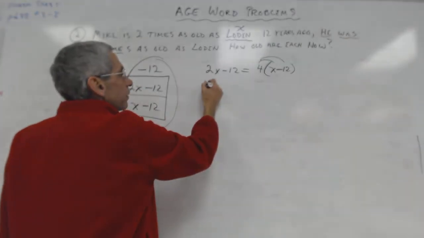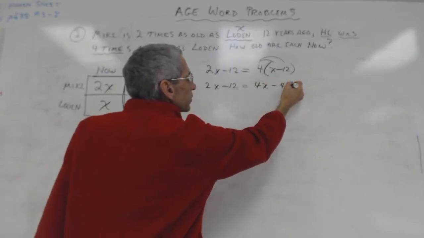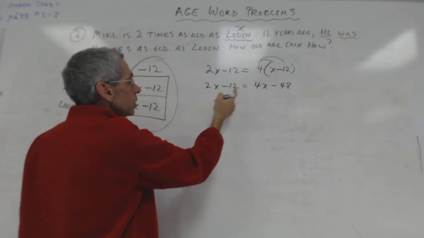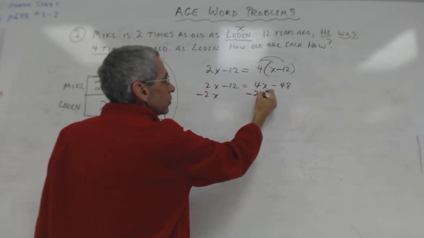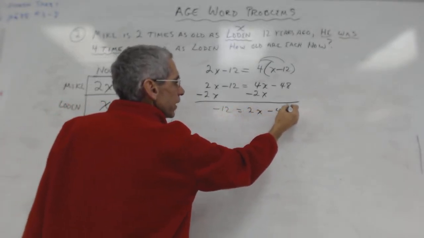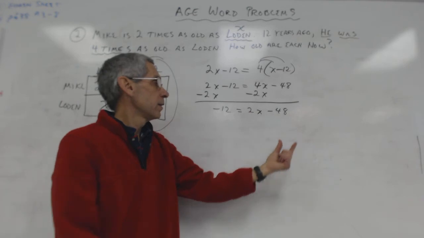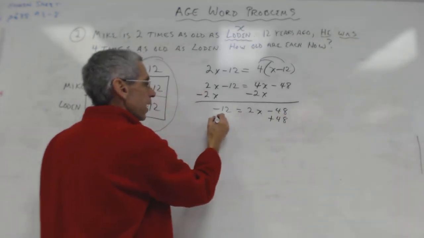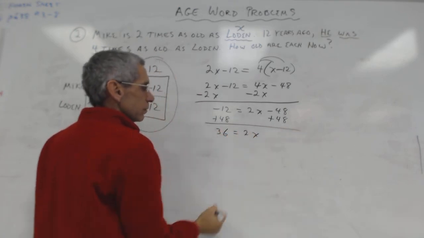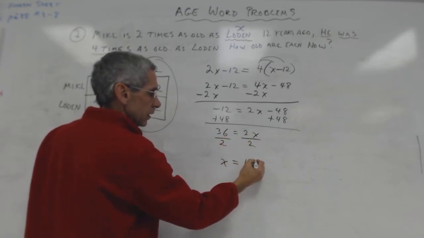So I have 2x minus 12 is equal to 4x minus 48. I see my x's are on both sides of the equal sign, so I'm going to subtract 2x, subtract 2x. That gives me negative 12 is equal to 2x minus 48. I want my 2x all by itself. This minus 48 is in the way, so I'm going to add 48. That's going to give me 36 is equal to 2x. Divide by 2, divide by 2. x is equal to 18.